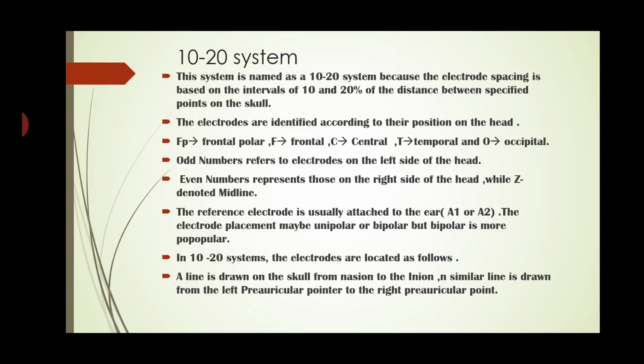In the 10-20 system, the electrodes are located as follows. A line is drawn on the skull from the nasion to the inion point, and a similar line is drawn from the left preauricular point to the right preauricular point.